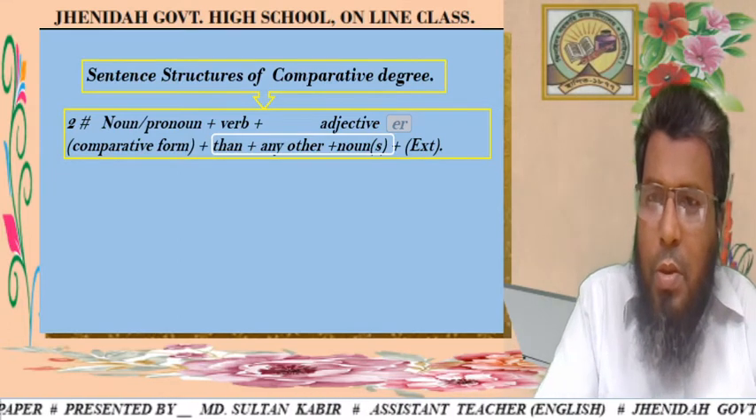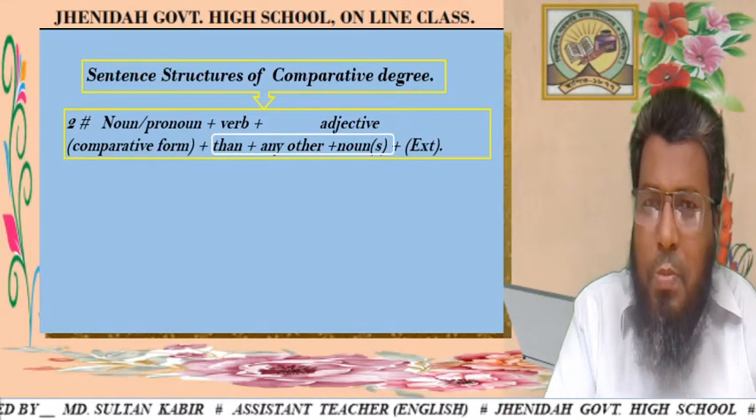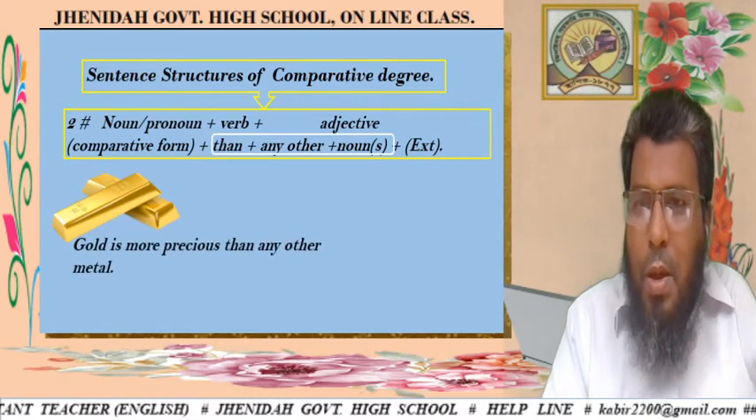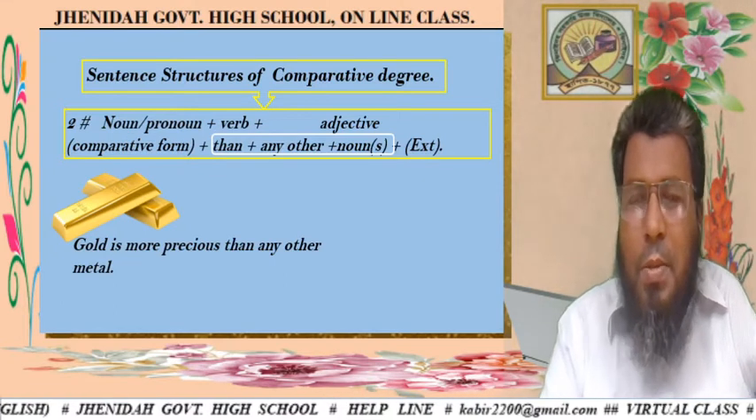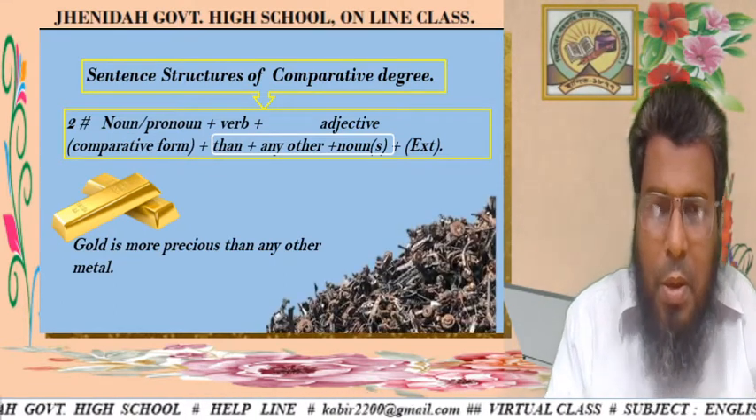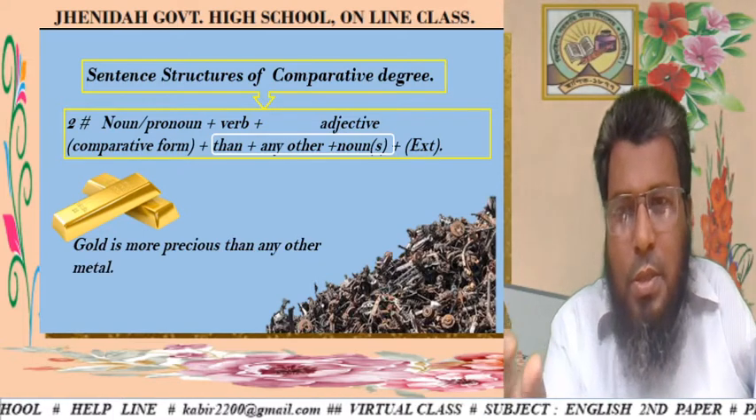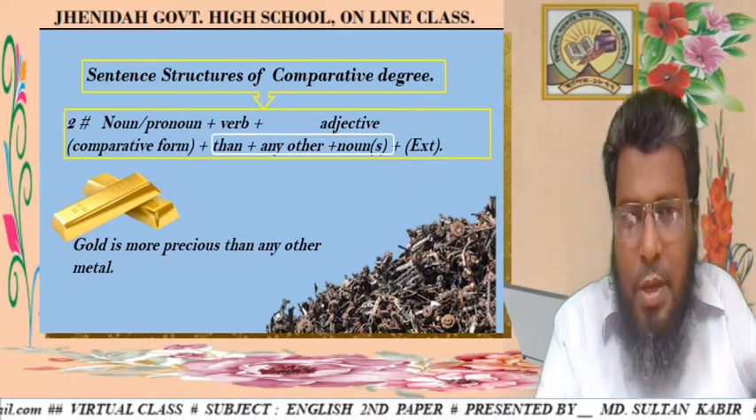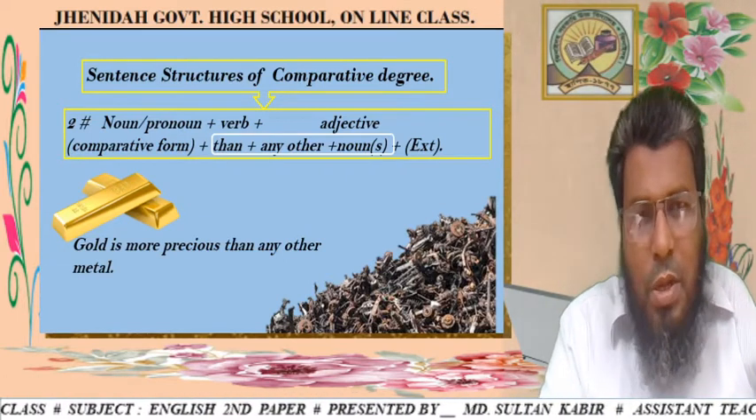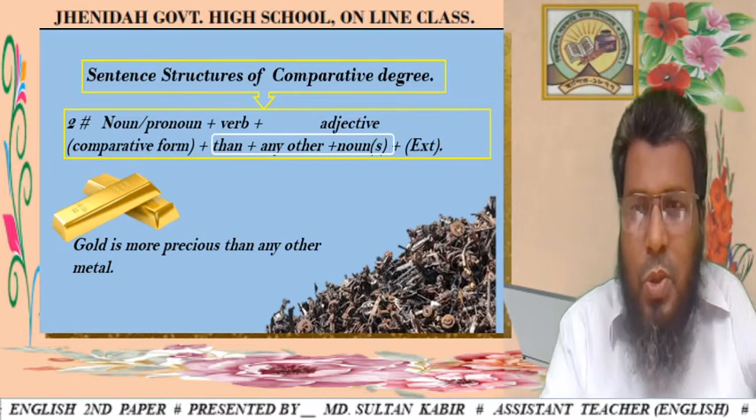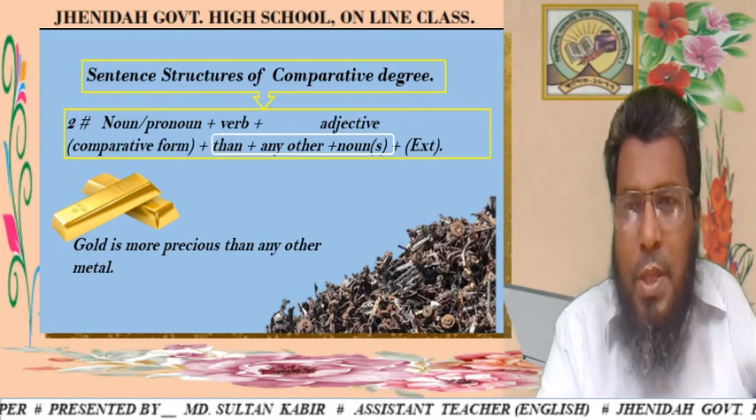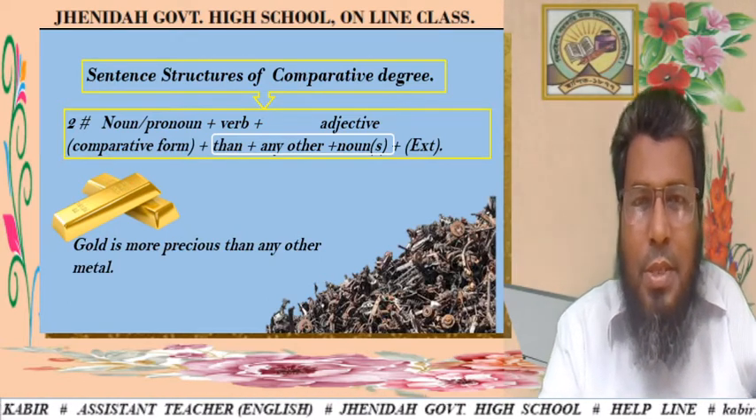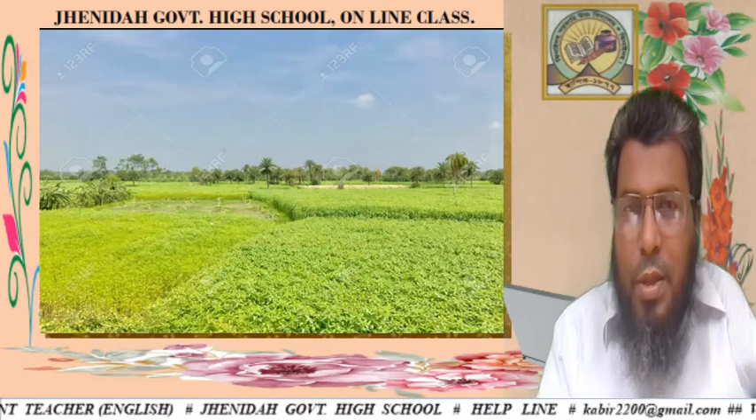Okay, fine. Now look at the example of this structure. This is a gold bar. Gold. My gold is more precious than any other metal. So gold is the noun, and more precious. As precious is an adjective of more than one syllable, that's why you use more before precious, then any other. Look at this: any other metal. This is a noun and it is singular. So this is the second structure.